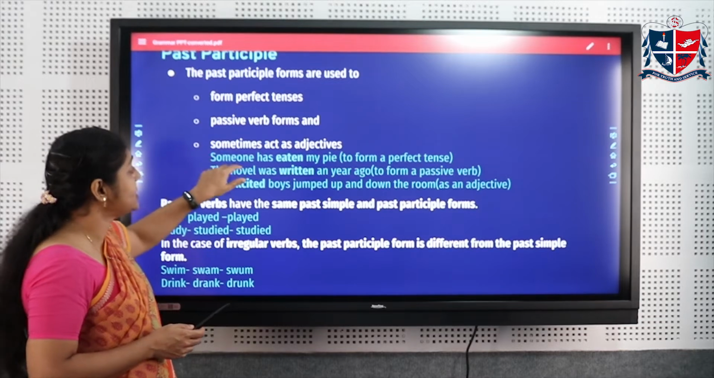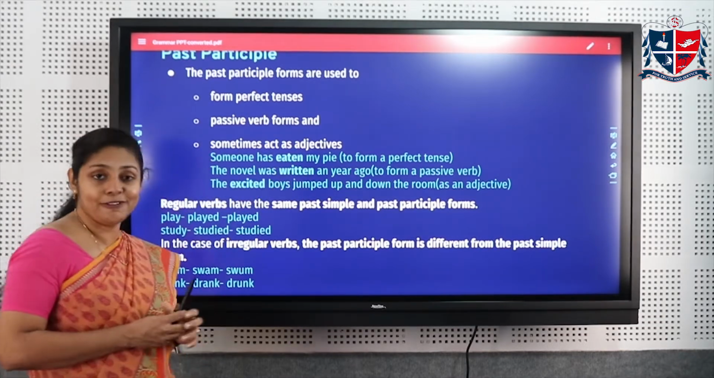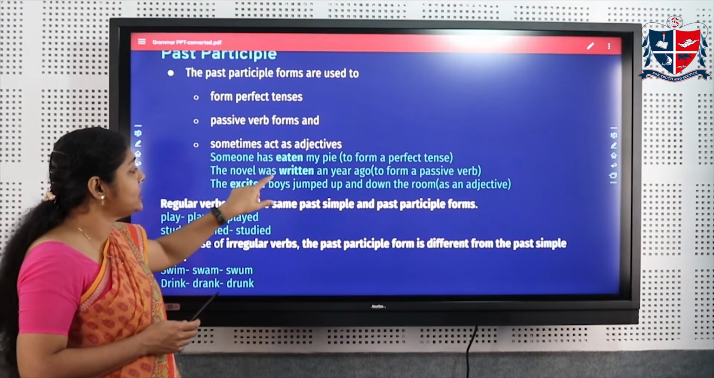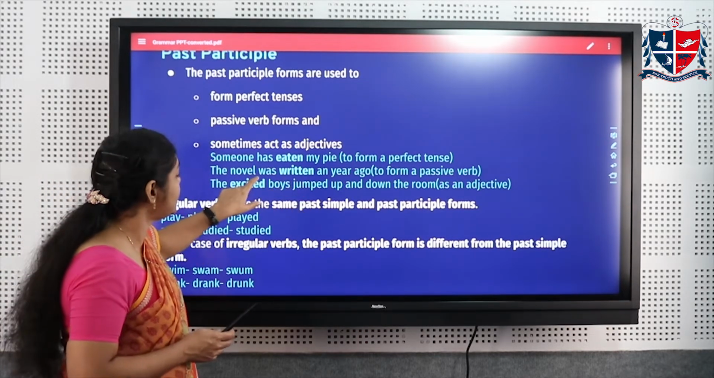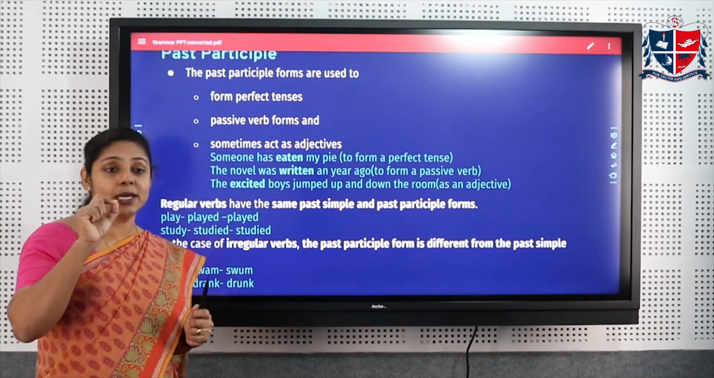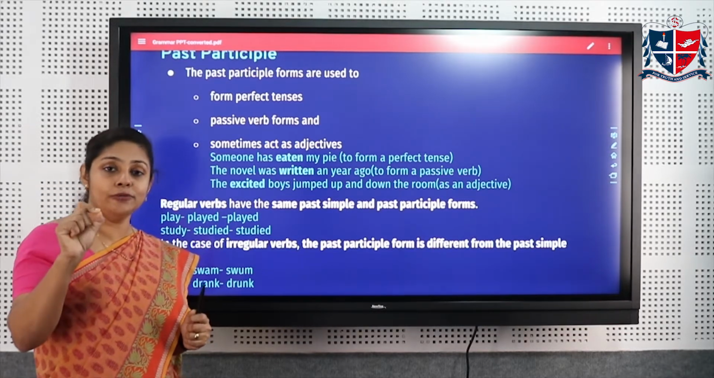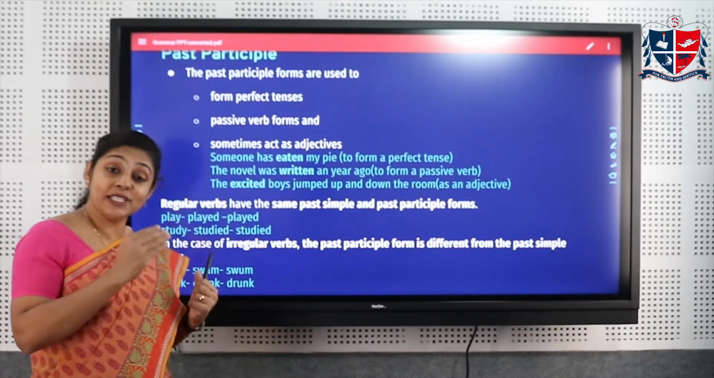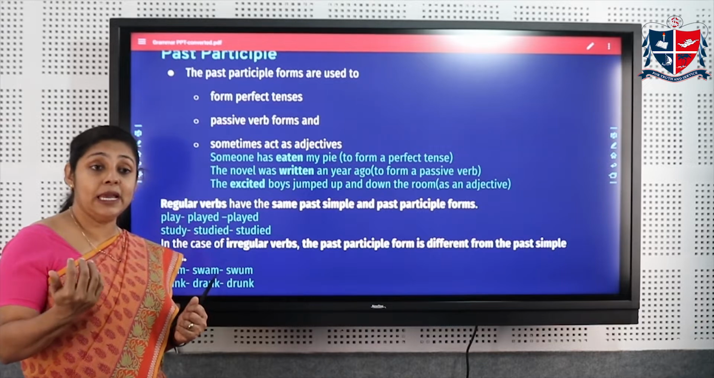Look at this. Someone has eaten my pie. This is a perfect tense. This is the present perfect tense. The novel was written a year ago. So this is something that is in the passive voice, right? So, you can say, she wrote a novel a year ago, and I will ask you to convert that to the passive form. This is the active form.